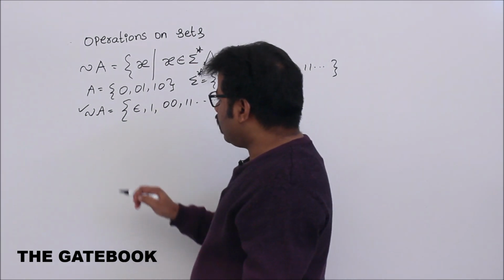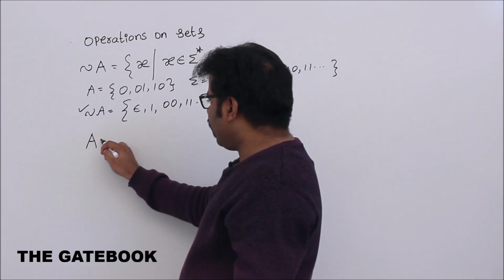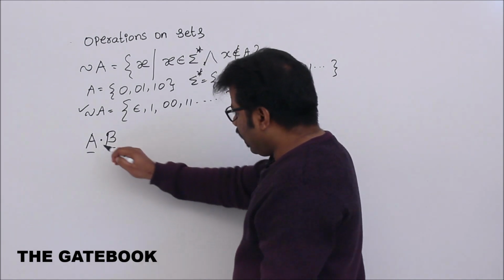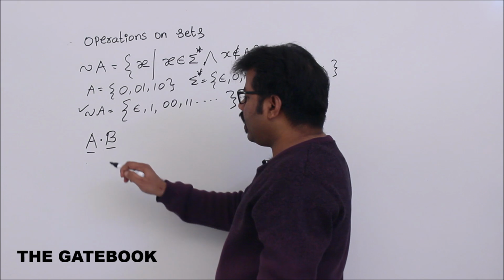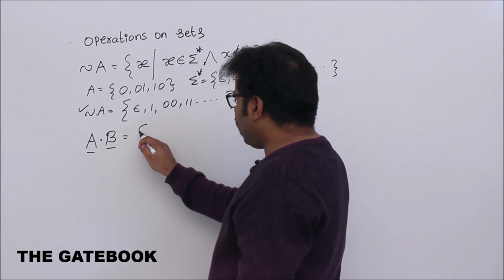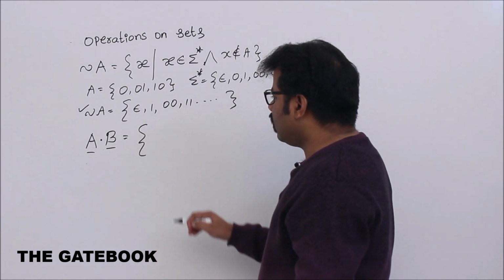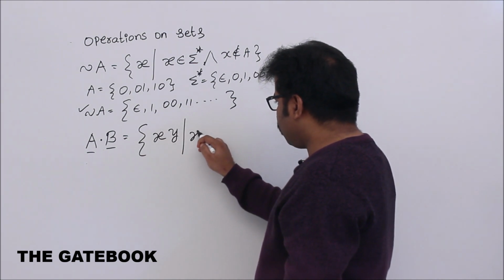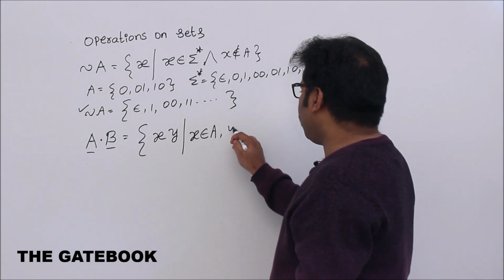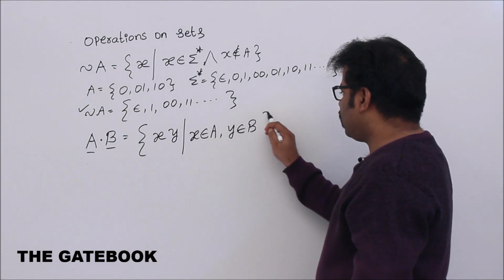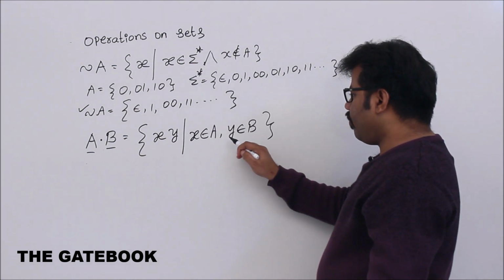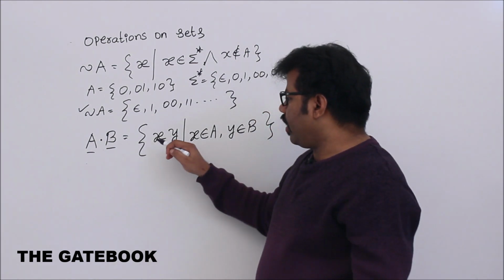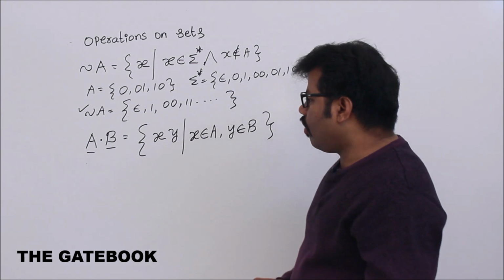Now one more operation which we use very frequently, that is concatenation between two sets. So here A is a collection of strings, B is a collection of strings, then A dot B is again a collection of strings. That is in the form of xy, where x belongs to A, y belongs to B. That means for any x belonging to A and y belonging to B, simply write x dot y or xy, and that will be a string of A dot B.